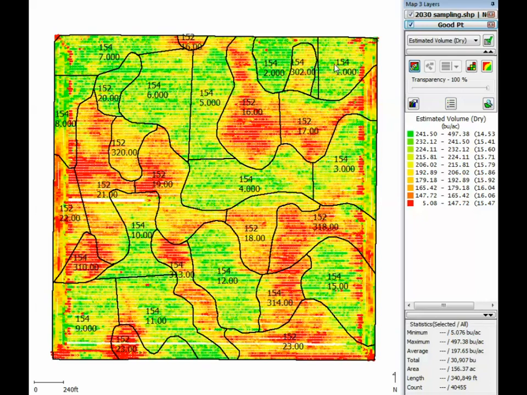Same thing with this 154 pocket up here. There's obviously a run of soil or topography change in this area here that makes this spot in here, even though it's classified as a 154, yield very similar to this 152. So we're going to cut that out in its own sample. We're going to sample that. Same thing here with this 154 down here.